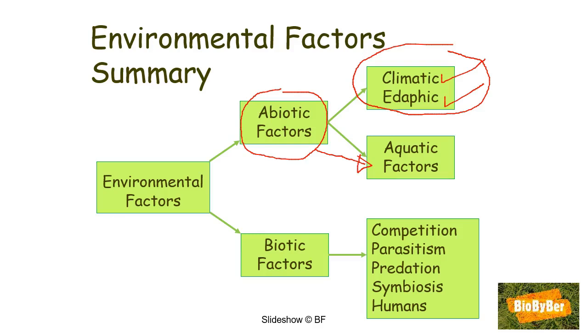The biotic factors are the living factors that affect organisms in a habitat, and these living factors usually relate to relationships with other organisms, either of your own species or different species. So we'd have competition, parasitism, predation, symbiosis, and humans. Later on, we will look at each one of these in more detail.